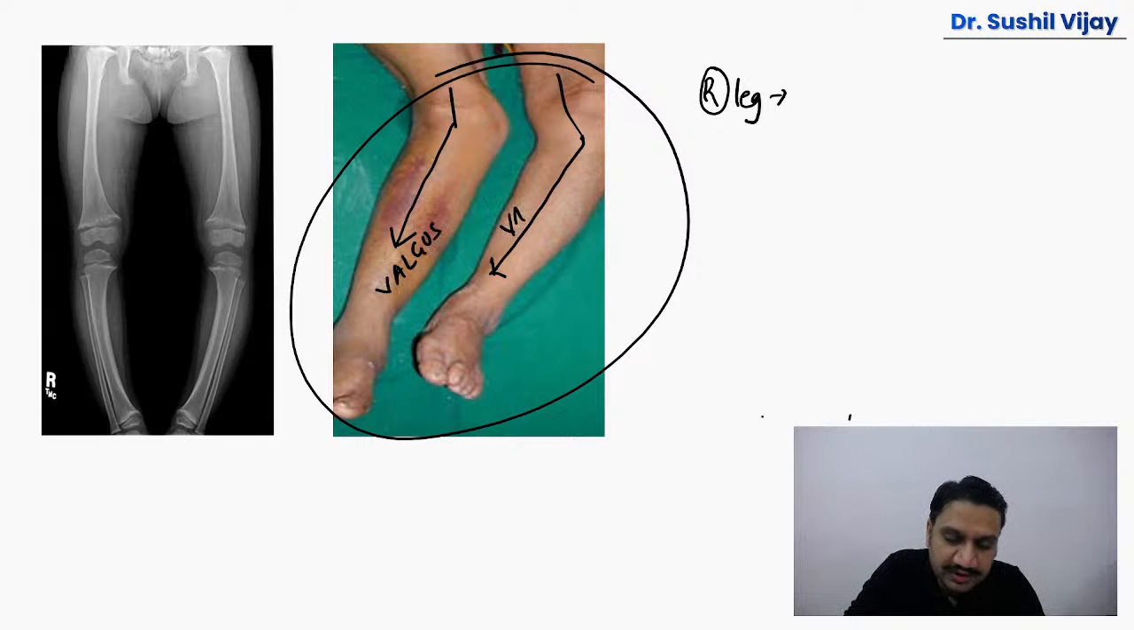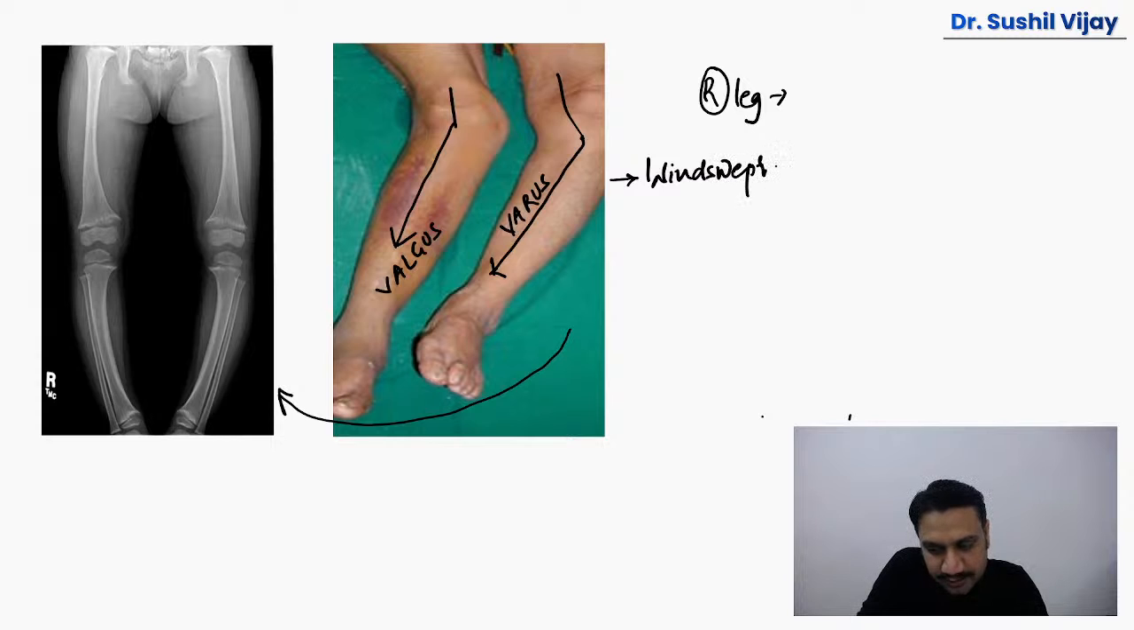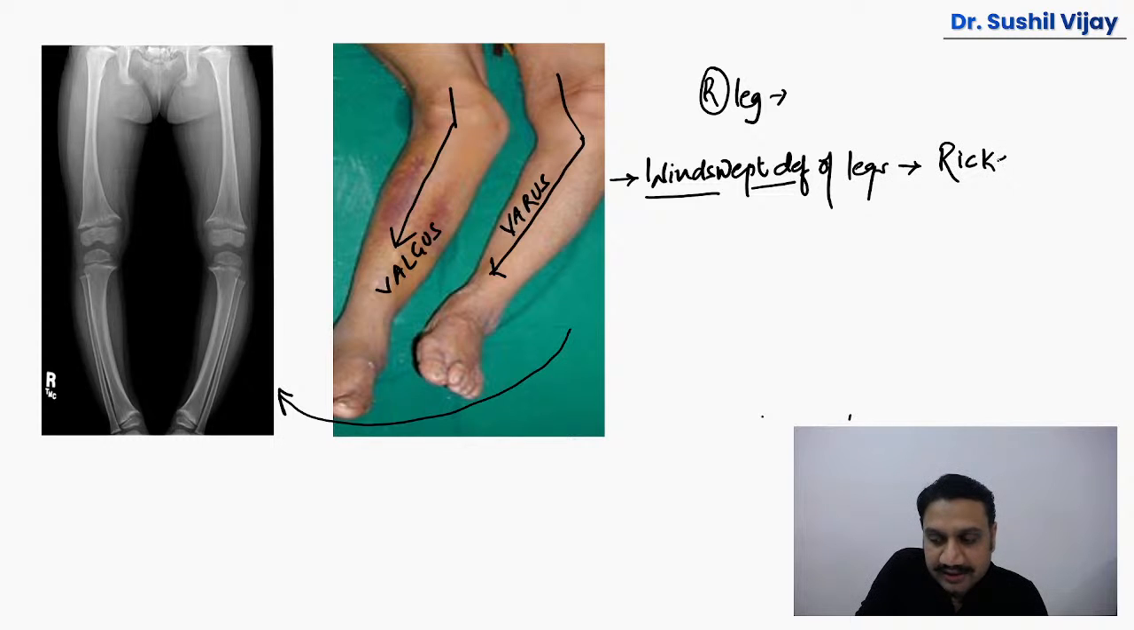And if you observe the left side, it is showing you varus deformity, as if some wind is blowing from this side and has swept the legs to the opposite side. What do we call this kind of issue? This one is known as the windswept deformity. I hope this is fine, everyone. So valgus and varus together. Where do we see windswept deformities of the legs? It is seen in rickets.